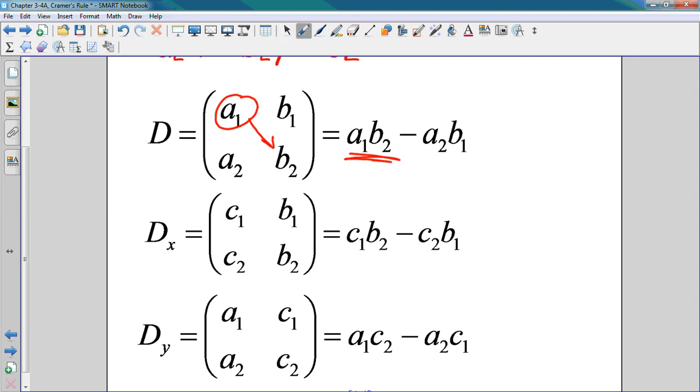From here to here is just this. And I'm just finding the difference. And that's going to give me a number. That's the determinant.